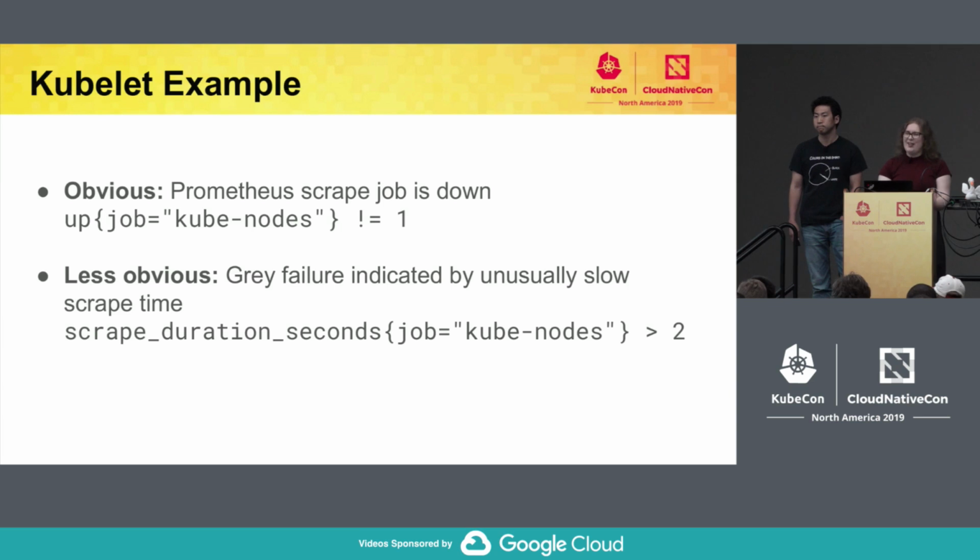Typically, it takes under a second to scrape data for a node, so if the node metrics endpoint is regularly taking more than 2 seconds to respond, there's probably something a little off. This query can help flag nodes that are not behaving optimally.